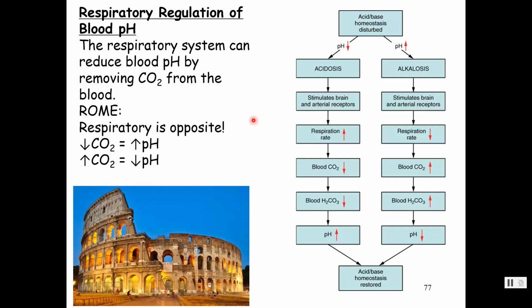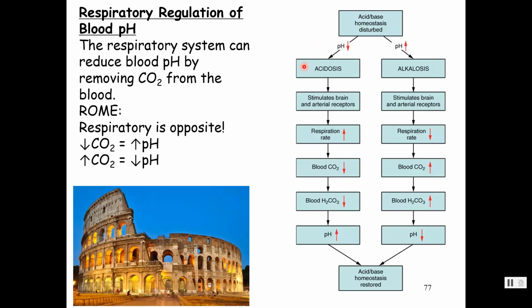So, respiratory regulation of blood pH. I've given you this mnemonic: respiratory is opposite. What I'm saying is when carbon dioxide is low, that means pH is high. If carbon dioxide is high, that means pH is low, because remember, carbon dioxide plus water gives us carbonic acid. So we know that by controlling the rate and depth of breathing, we can adjust pH.